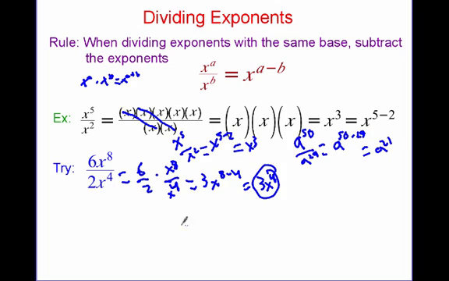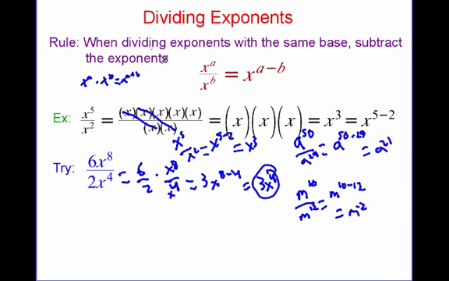Now, what if I gave you something that looked like this? M to the 10th divided by m to the 12th. Well, if you work that out, you get m to the 10 minus 12, which equals m to the negative 2nd power. And that's kind of weird. Negative exponents are kind of weird, and we're actually never going to write an answer with a negative exponent in it. It's going to be kind of a rule for our class.